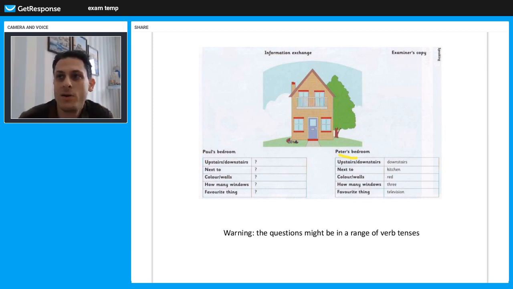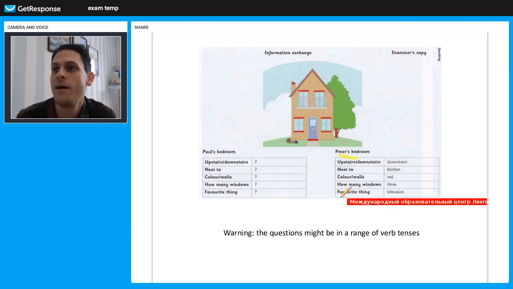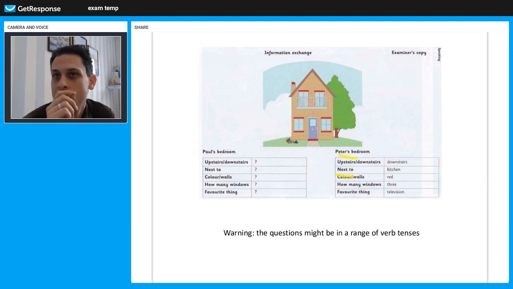And you can keep an open mind. You can have different types of questions here, right? If you look at this, it could be, what room is next to Peter's bedroom? It could be, what is Peter's bedroom next to? It could be, is Peter's bedroom next to our room? That's also a correct question.